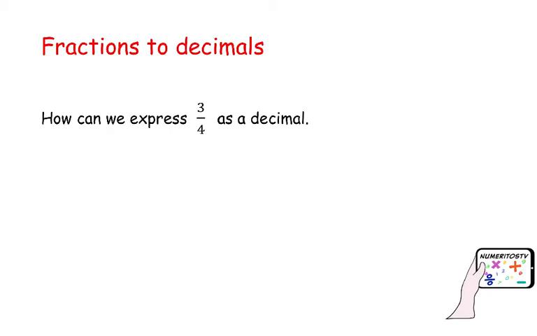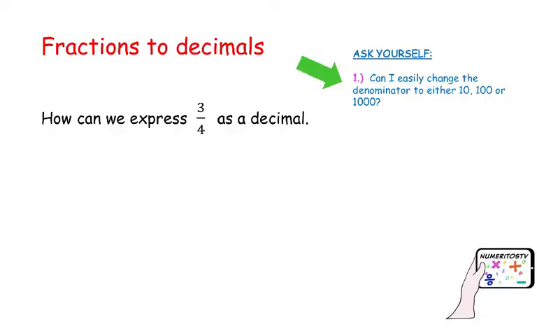But sometimes we are not allowed to use a calculator. So I am going to show you some tricks to convert a fraction into a decimal without doing too much calculation. So, how can I express 3/4 as a decimal? Well, the first thing that you need to ask yourself is, can I easily change my denominator to either 10, 100, or 1,000? Why 10, 100, or 1,000? Because if we remember from previous lessons, if we have those place values, it's easy to change our decimal to fraction or fraction to decimals.